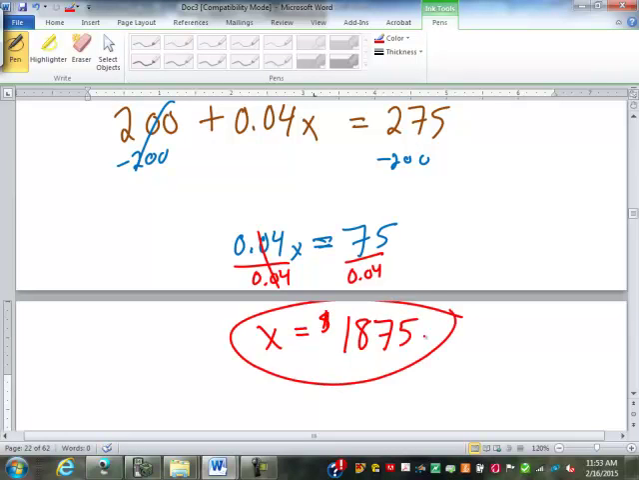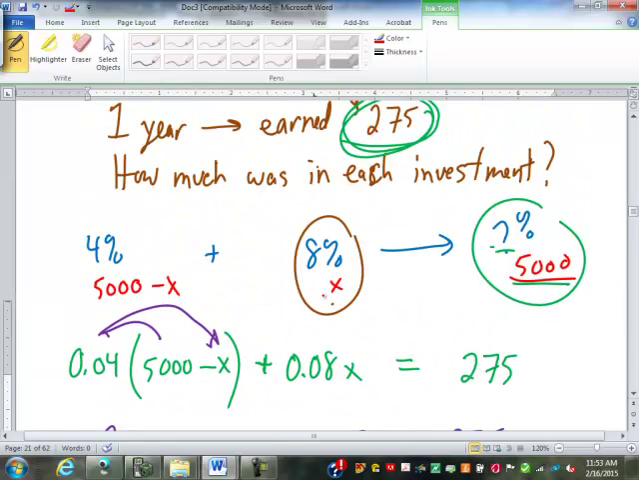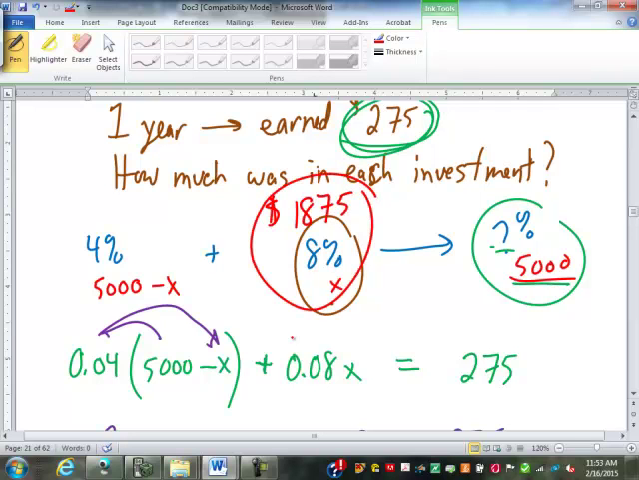So now again, here's where it was important to label everything from the beginning because we have to go out and figure out what X stood for. And our labeling up here, X was the 8%. So that tells us $1,875 was invested in the investment that got 8%. 5,000 minus X, which is going to be $3,125, went in the 4% investment.